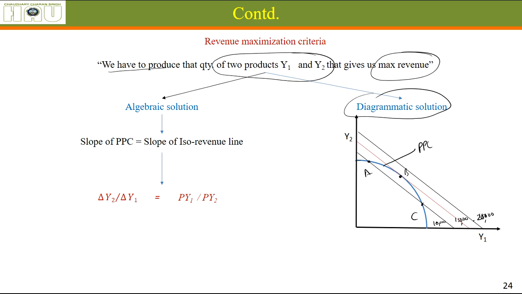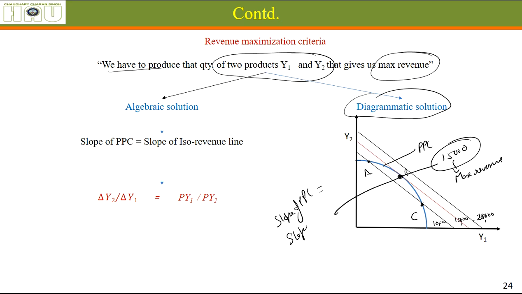So do we go for A, B or C? We should naturally go for B because it is going to give us 15,000 rupees of revenue, and given the situation, 15,000 is the maximum revenue. Alright, so when will this situation come? When the slope of PPC will be equal to the slope of the ISO revenue line.